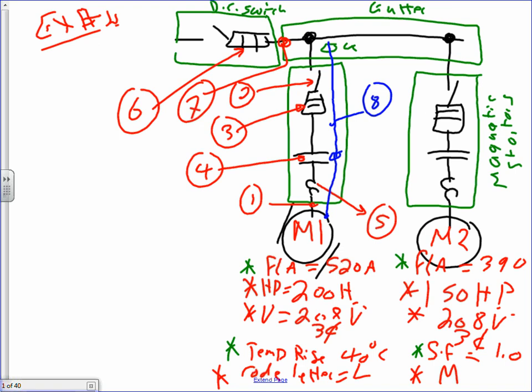One more time. I have full load amps, horsepower, voltage, temperature, and code letter. Same thing for the second: full load amps, horsepower, voltage, service factor instead of temperature, and M is the code letter. So we're doing 1 through 5 for both of them? Absolutely. We're doing 1 through 5 for both of them, 6 and 7 only for the two of them.